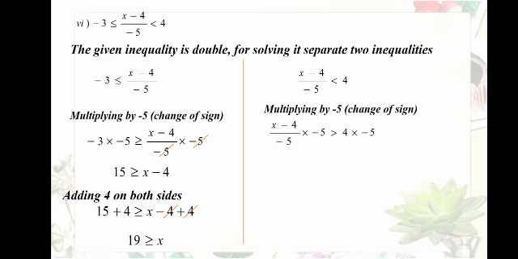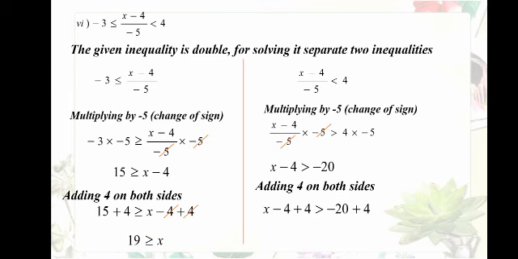So here x minus 4 over minus 5 multiplied by minus 5 greater than 4 multiplied by minus 5. Minus 5 will be cancelled with minus 5. So the remaining term will be x minus 4 greater than minus 20. Adding 4 on both sides, x minus 4 plus 4 greater than minus 20 plus 4. So 4 will be cancelled with 4. So minus 20 plus 4 is minus 16.